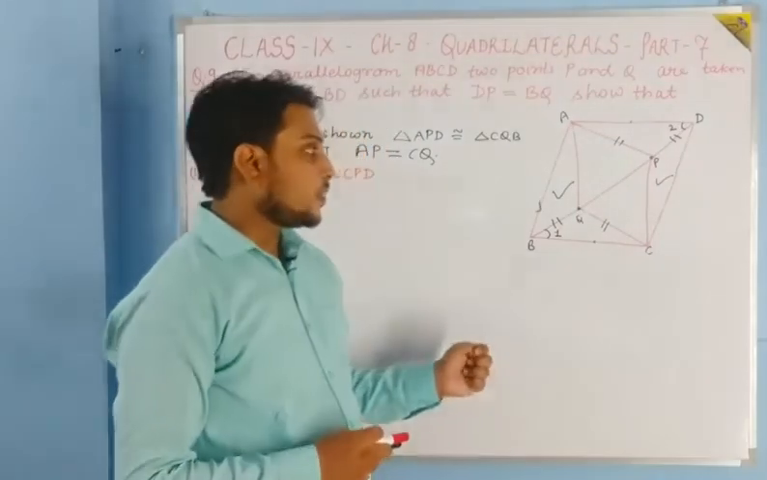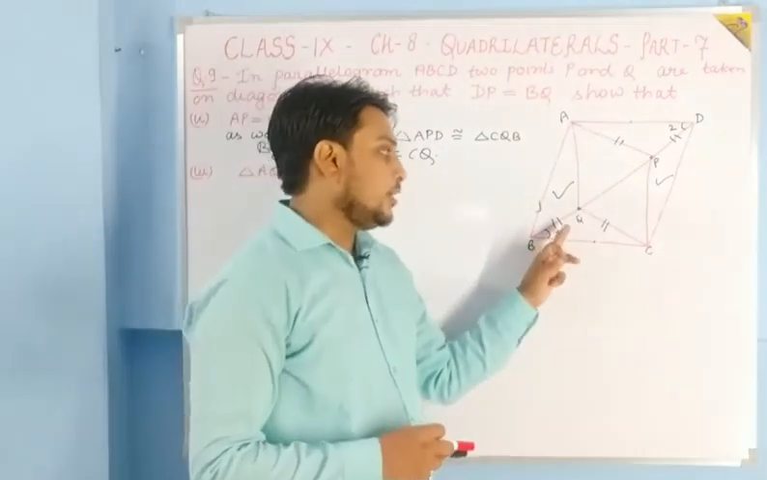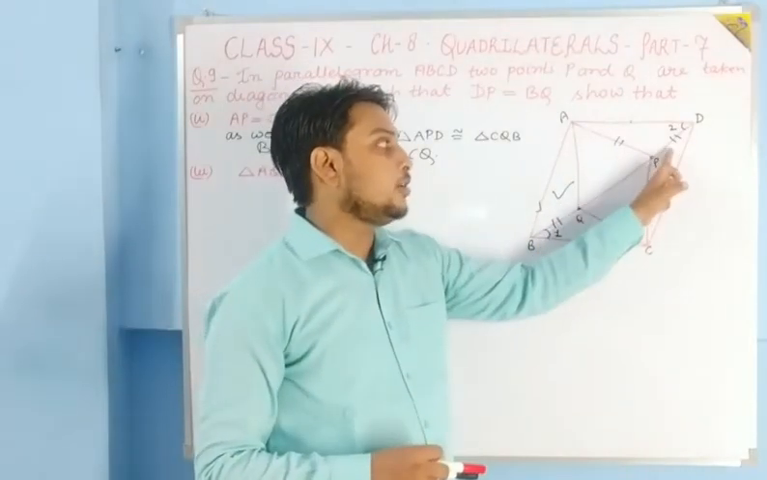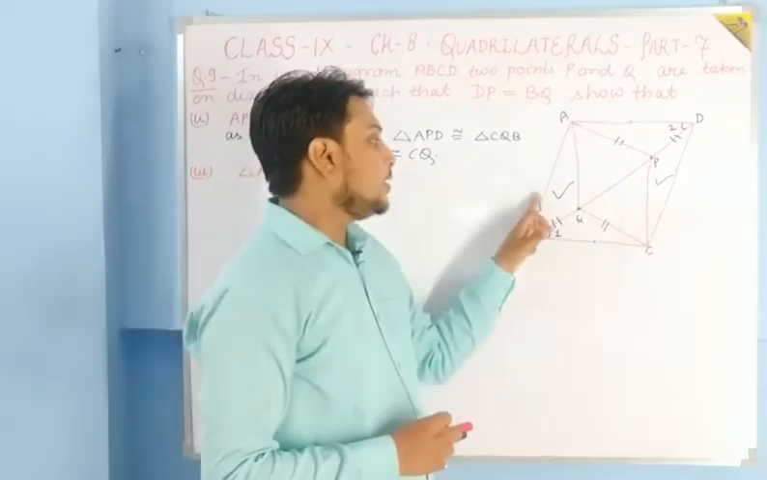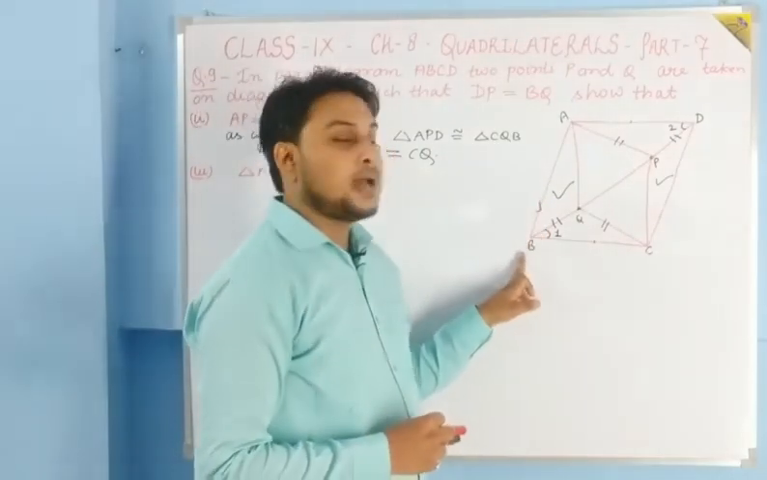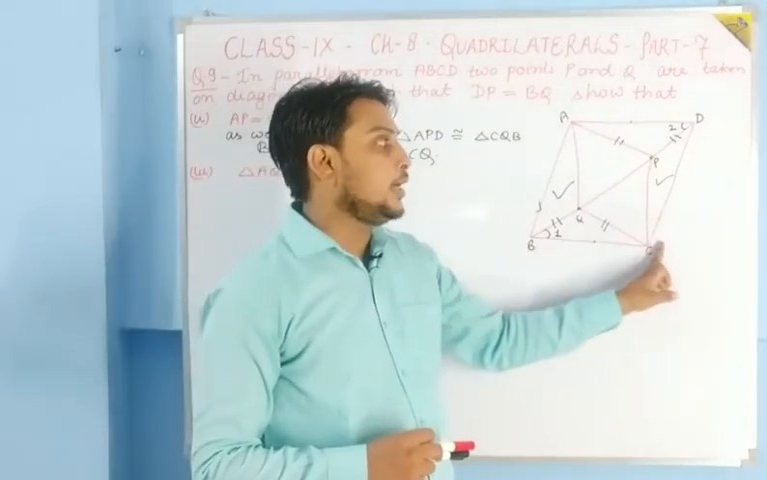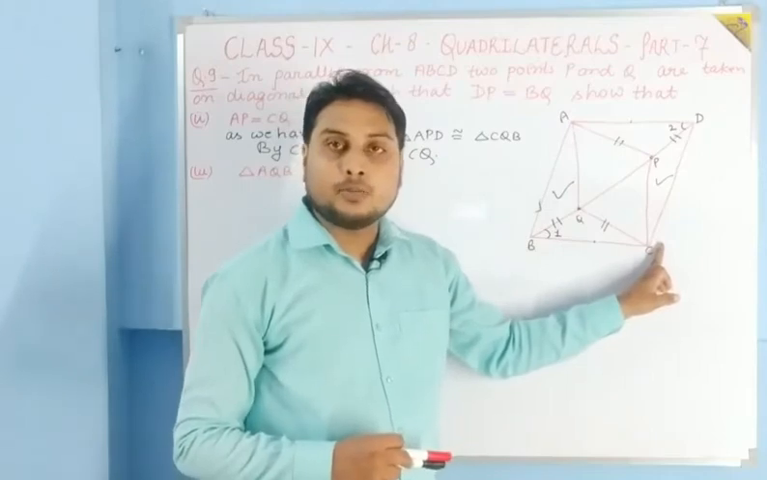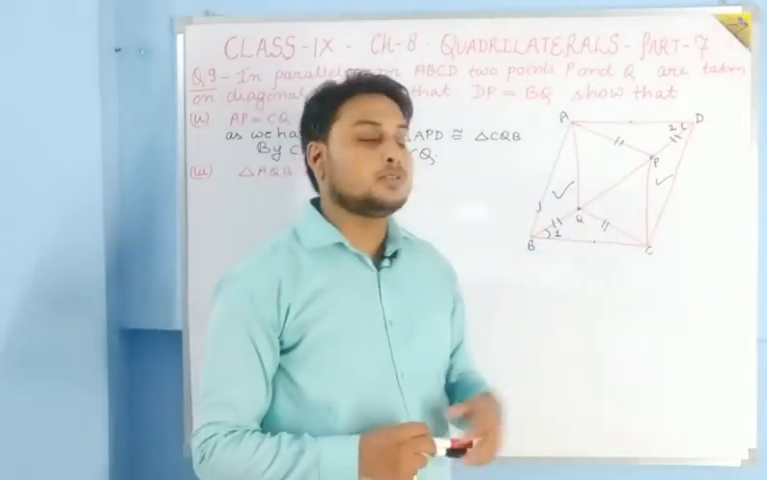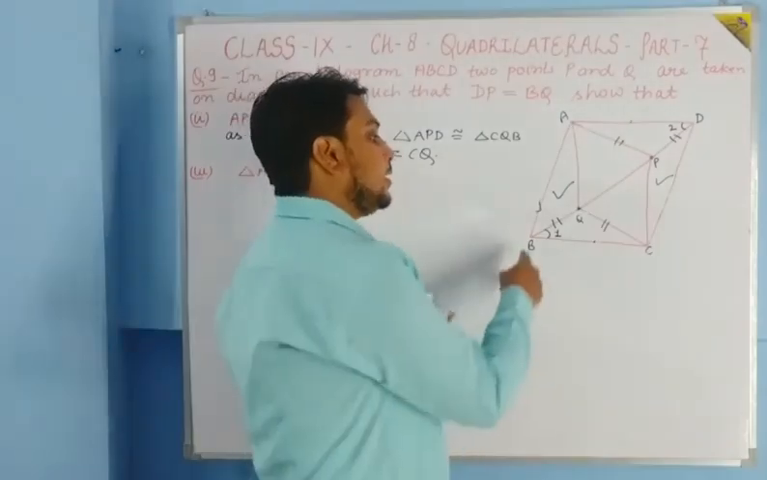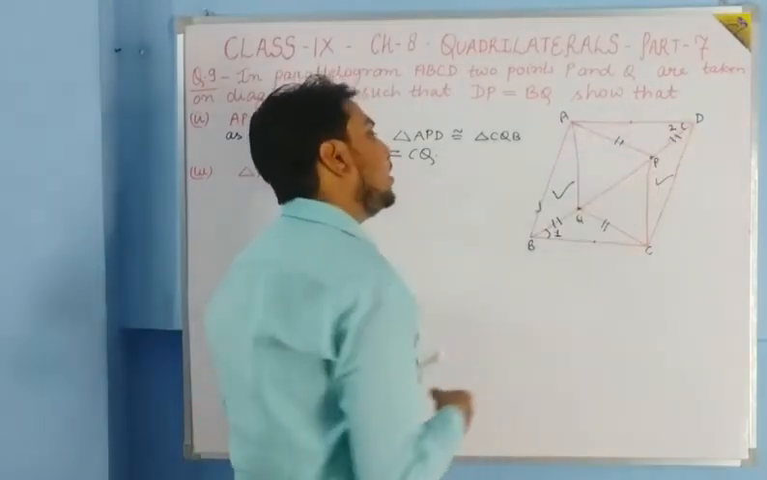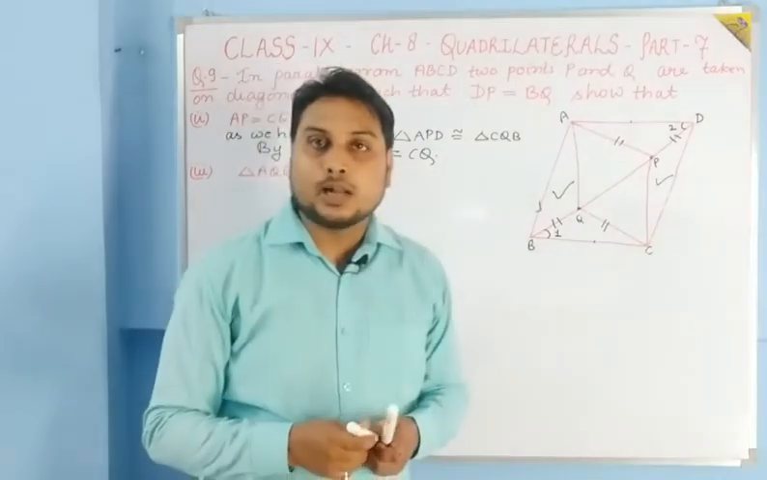See, one side we have is that the side BQ is equal to the side DP. The second side, the side AB of this parallelogram, should be equal to the side CD of this parallelogram. Means they are opposite sides, so they will be equal and parallel also. And here the diagonal BD is there, which will work as a transversal.